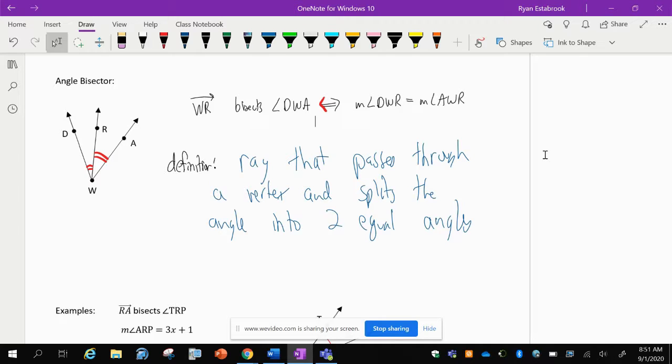Next example is down below, so I would encourage you to stop your video at this point and try those examples. When you're ready, go ahead and look on screen and you can see the work and see the answers.